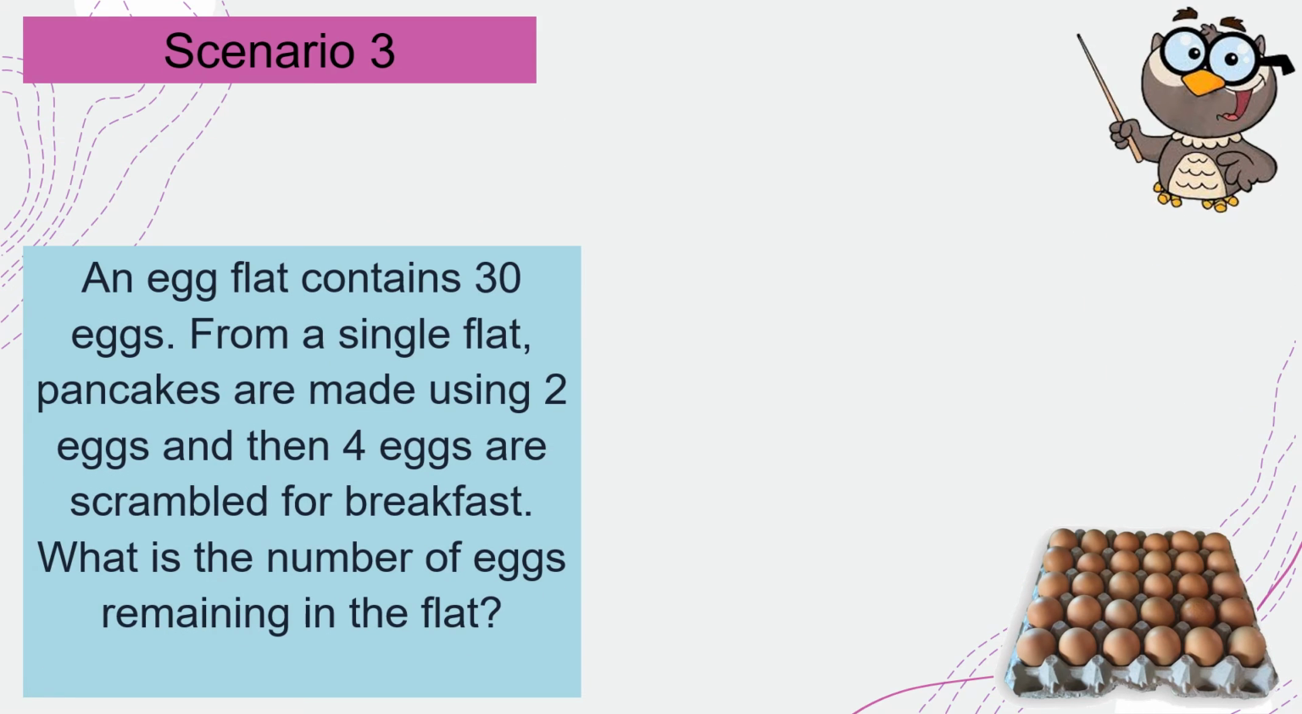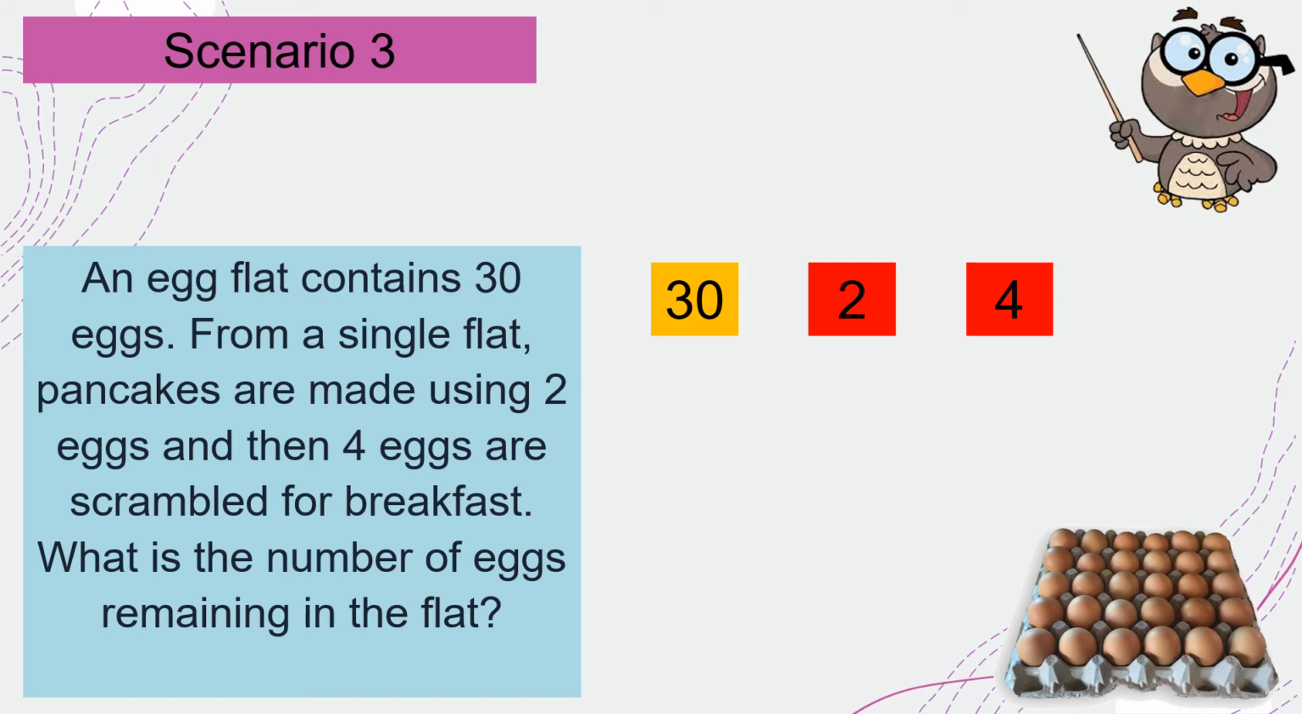To make breakfast, a flat of eggs containing 30 was used. From that flat, 2 were used for pancakes and 4 were scrambled. What is the number of eggs remaining in the flat? First, let us identify the quantities in our problem and the context in which they are stated. The flat of eggs contains 30. 2 were removed for pancakes, then 4 more were removed and scrambled.